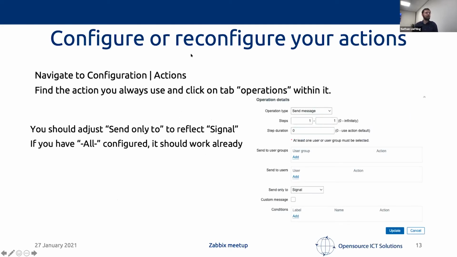And if we need to, we can configure some actions. So there's already an action available, so it should work. But if we want, we can specify a new action just for Signal, set up the operation types, and make sure that this is only used for Signal by specifying the send only to Signal in the operations tab. If we have all configured, it will work for every single media type. Also the newly created Signal media type. So if you have actions set up with all, it's going to work already.